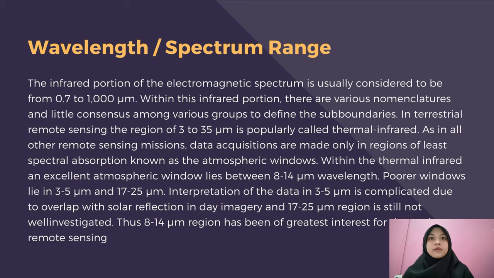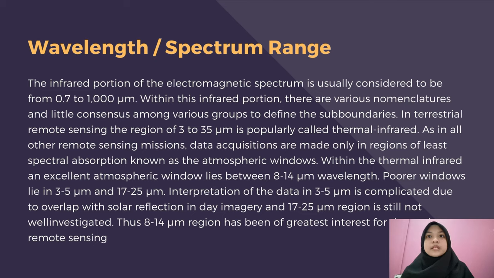So for the wavelength and spectral range for thermal sensing, the infrared portion of the electromagnetic spectrum is usually considered to be from 0.7 to 1000 micrometer. Within this infrared portion, there are various nomenclatures and little consensus among various groups to define the sub-boundaries. In terrestrial remote sensing, the region of 3 to 35 micrometer is popularly called thermal infrared.